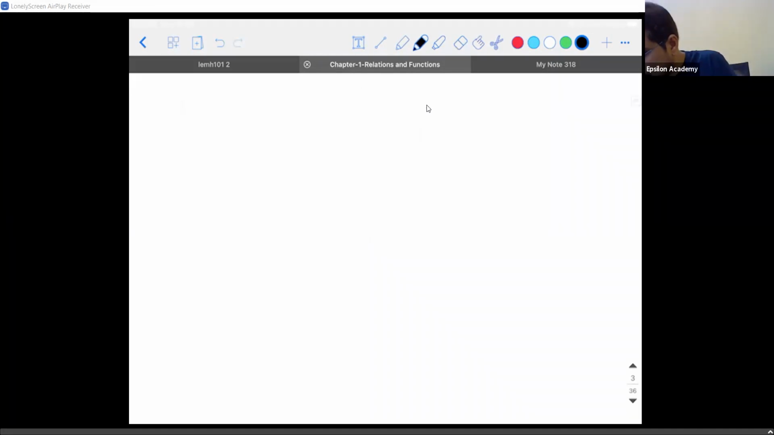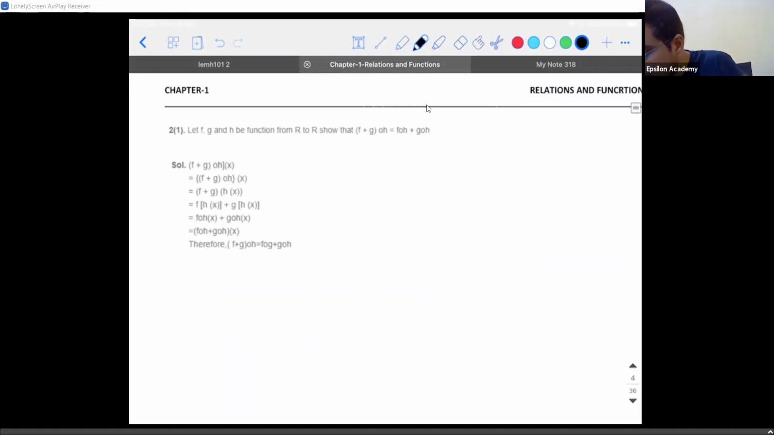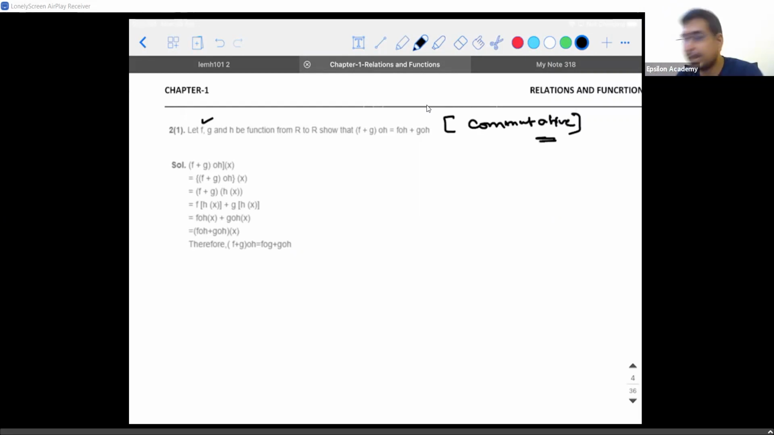So let f, g and h be functions mapped from R to R. We need to show that (f plus g) circle h is equal to f circle h plus g circle h. Means they're asking us to prove the distributive property. So how to prove this?